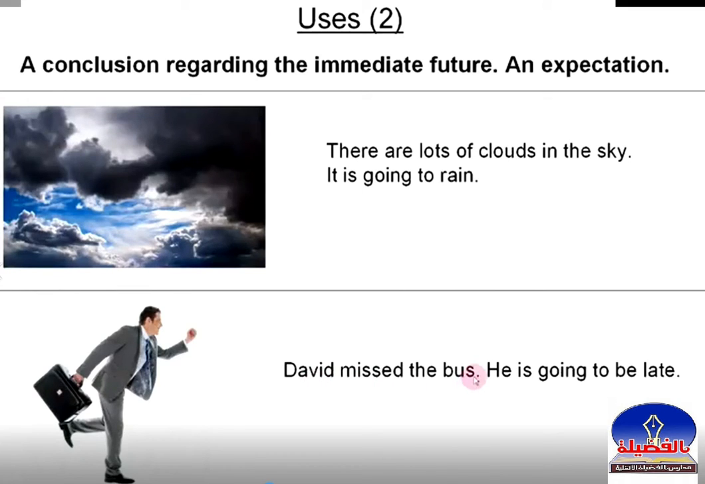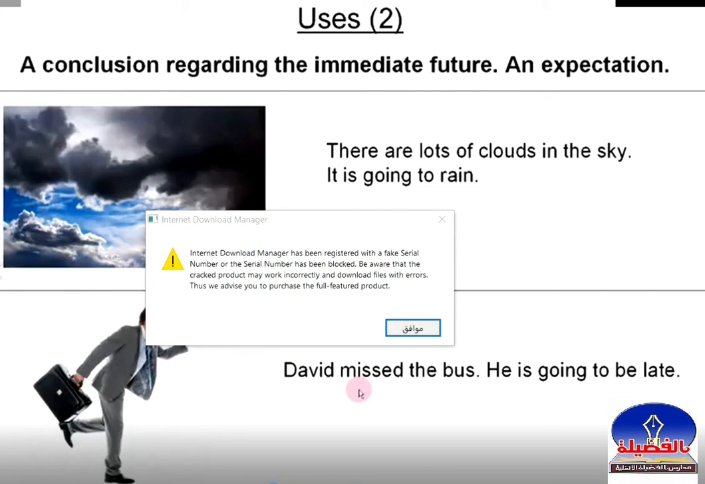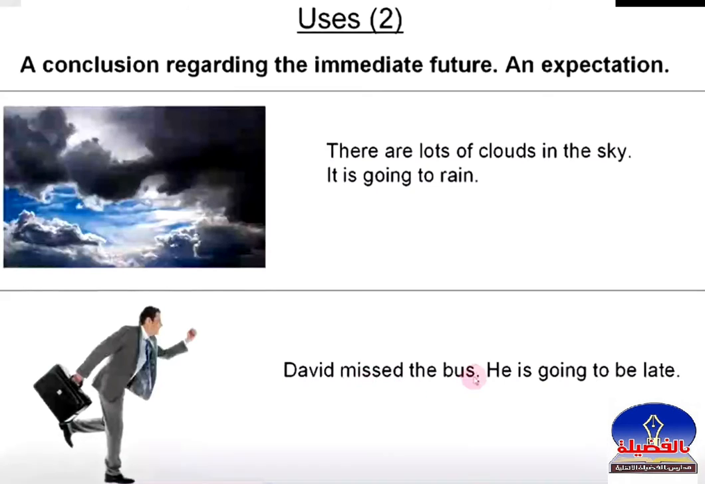David missed the bus. He is going to be late. So David here, he woke up late. He woke up and he missed the bus. He was late for the bus. So because of this, then the conclusion is this. So the conclusion is he is going to be late.